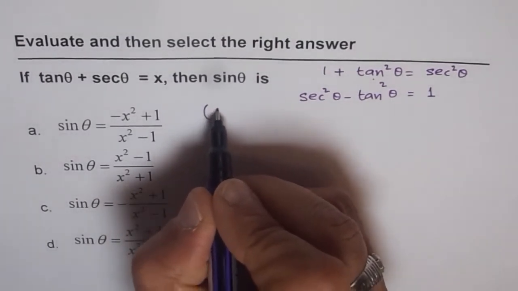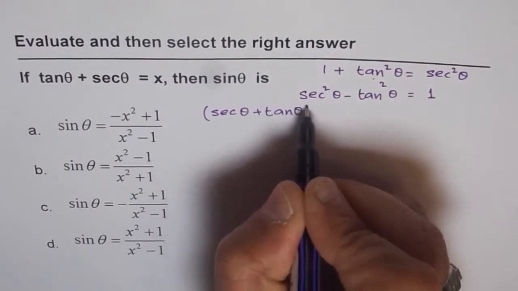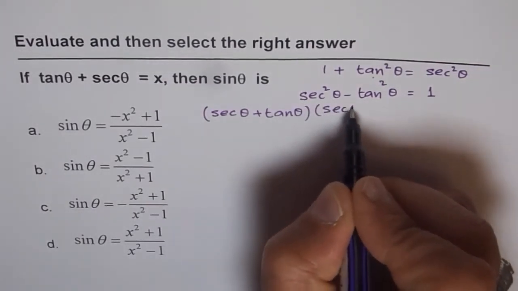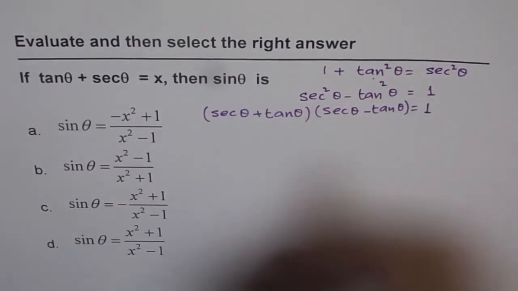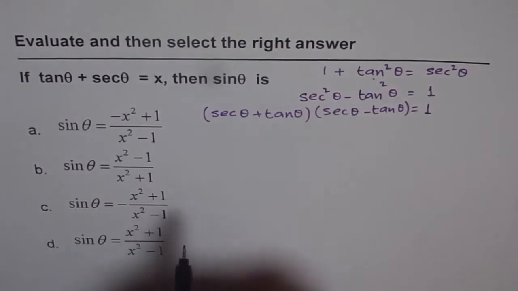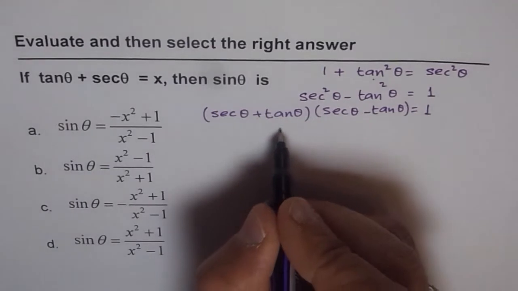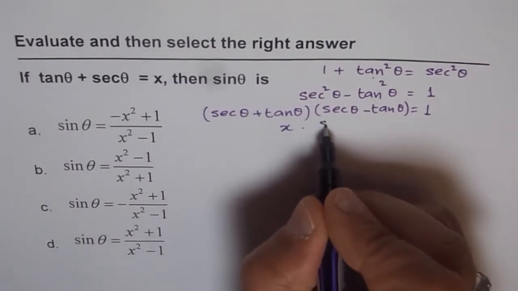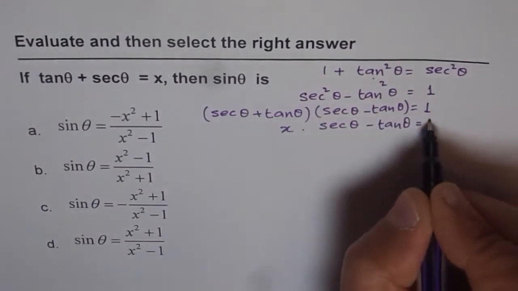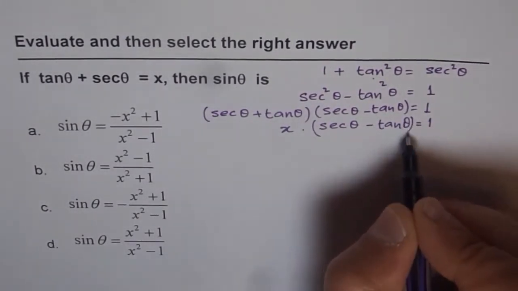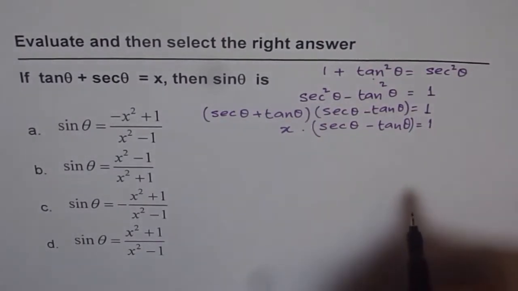Now this is like a difference of squares, so we can factor it, and once we factor we get secant theta plus tan theta times secant theta minus tan theta equals 1, right? Now what are you given? You are given that tan theta plus secant theta equals x. So we can write here x times (secant theta minus tan theta) equals 1, correct? Now that means that secant theta minus tan theta is equal to 1 over x, correct?